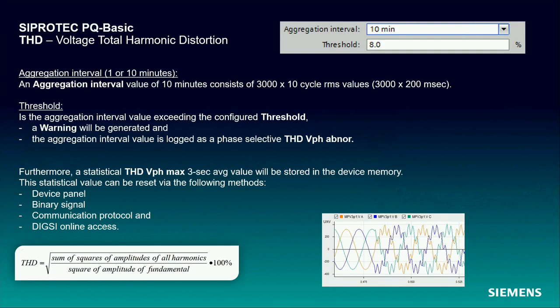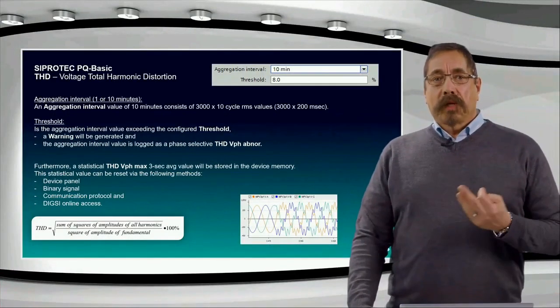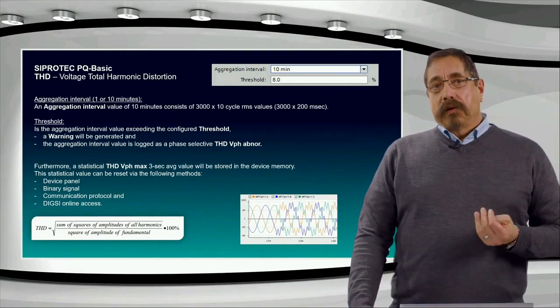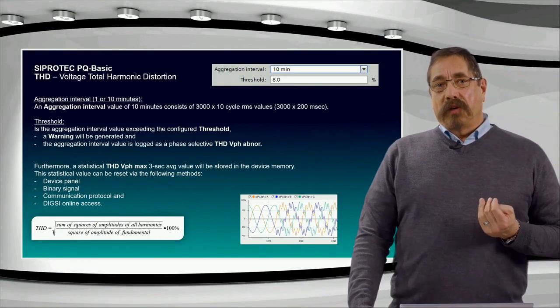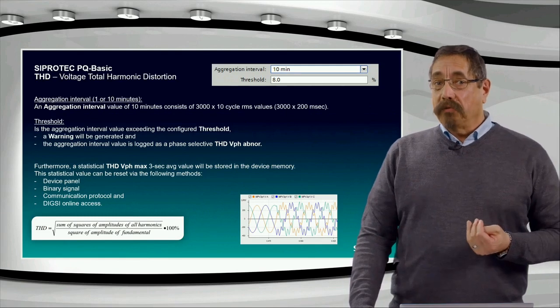In PQBasic, it summarizes the voltage harmonics from order number 2 up to 20. For example, the frequency of the 20th harmonic is 20 times 50 Hz equals 1 kHz. That summary will be divided by the voltage amplitude of the 50 Hz fundamental wave.